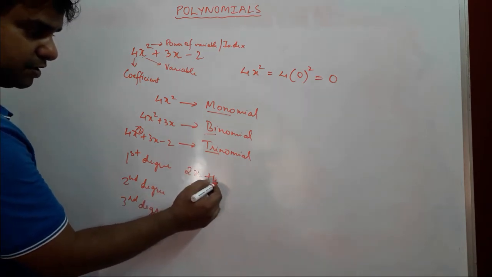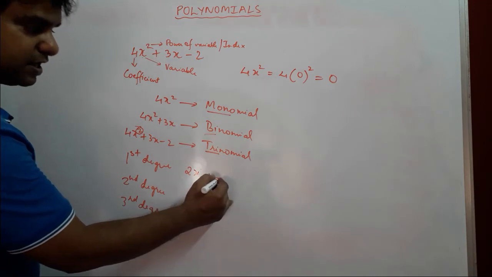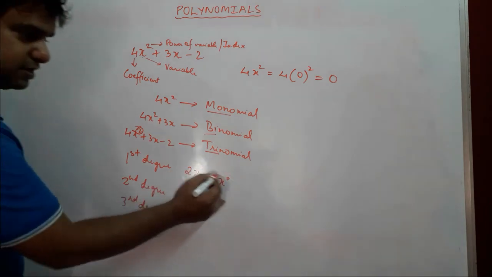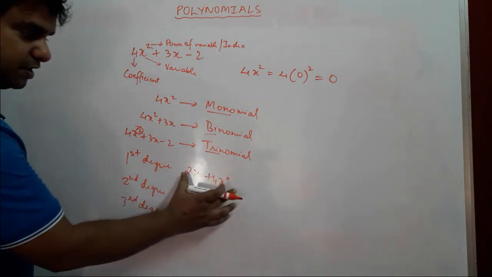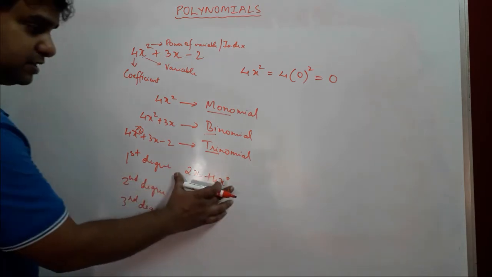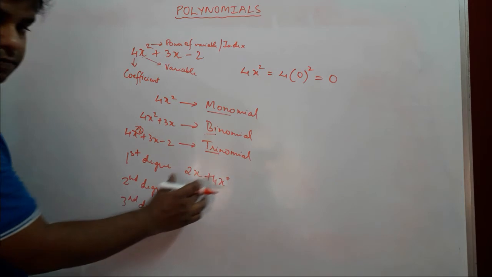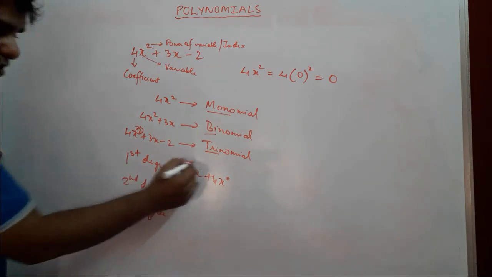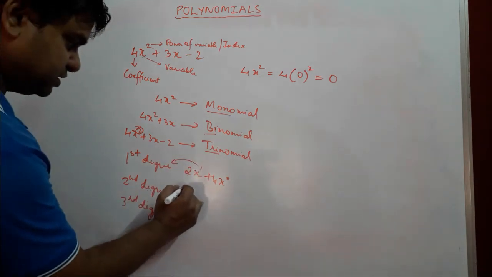over here. 4 does not show a variable, which means that it is 4x raised to 0. So the degree of the polynomial depends upon the highest degree that is present within that polynomial, and here in this case it is x raised to 1. So this is known as the first degree polynomial. Let's take another example.